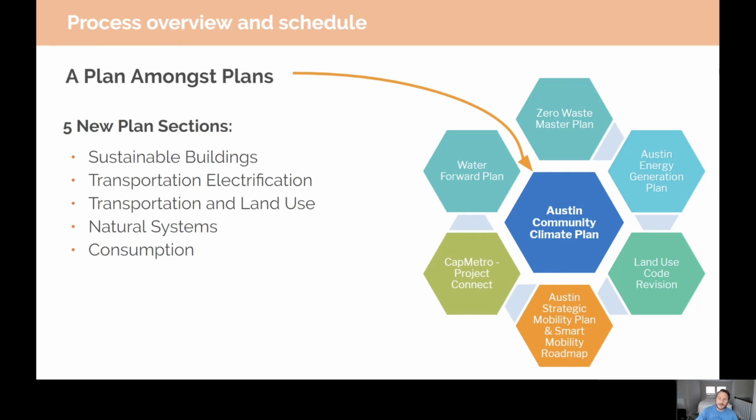So when we revised the climate plan this time, we wanted to figure out how we fit ourselves within these other plans, not overstep into their boundaries, and make sure that we leave no gaps. So this time around, we're going to include the goals of all these other plans in our plan, but we're specifically developing new goals and strategies and focusing on these 5 areas: sustainable buildings, electrifying the transportation system, transportation and land use, so figuring out all the ways we can have people not use cars in our city, and then natural systems and consumption of goods and services. That's the scope of what's included this time around.